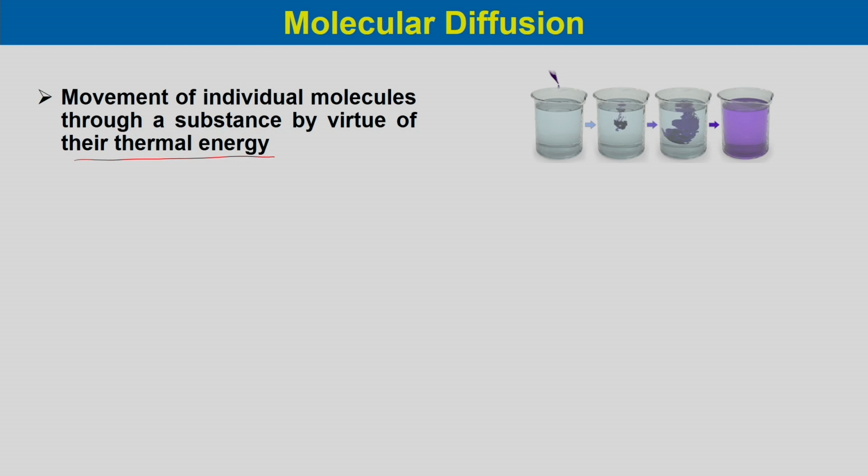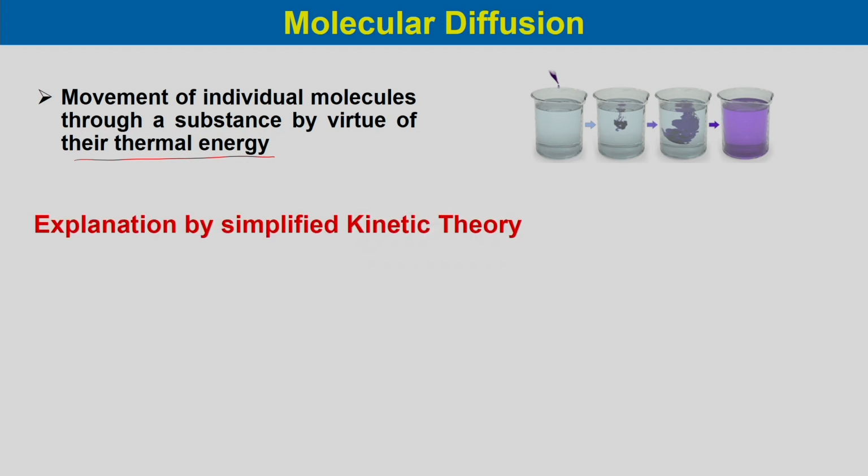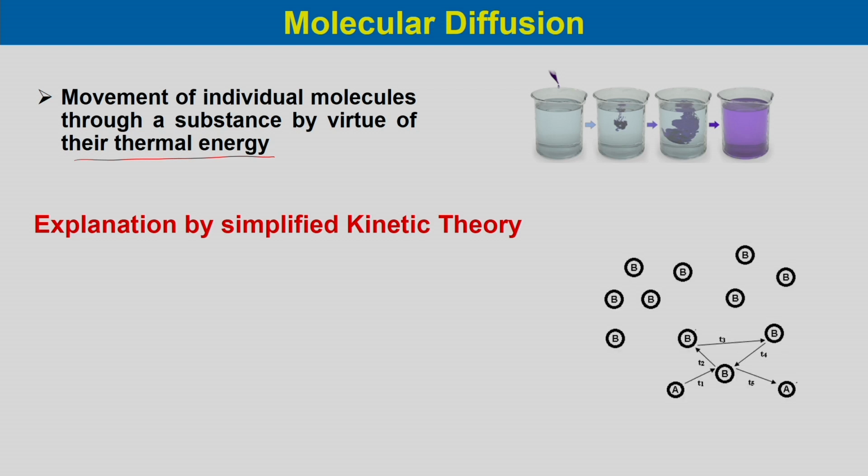Let us take a beaker and keep some water. If we put a drop of dye or any ink into it, the liquid drop will try to distribute throughout the solution. The process by which this takes place without any external effect is known as molecular diffusion, and it is based on their thermal energy. This can be explained by the simplified kinetic theory.